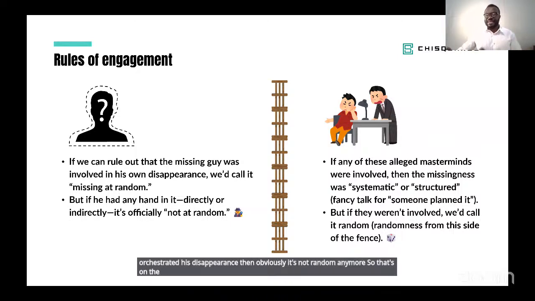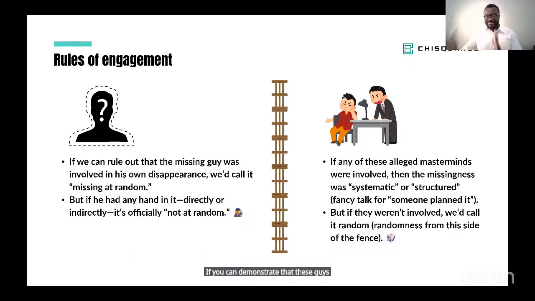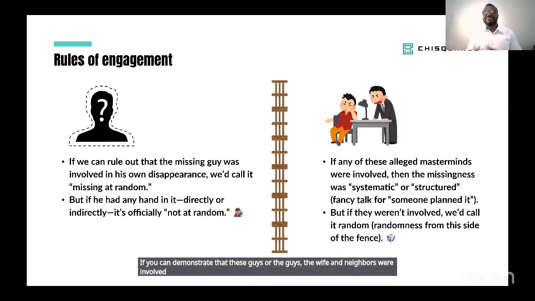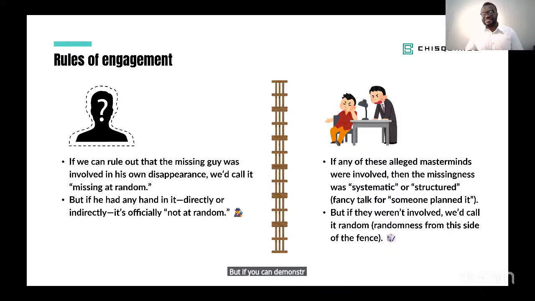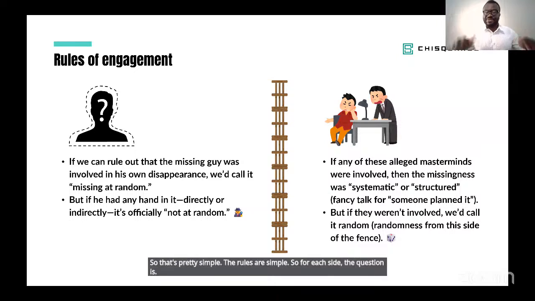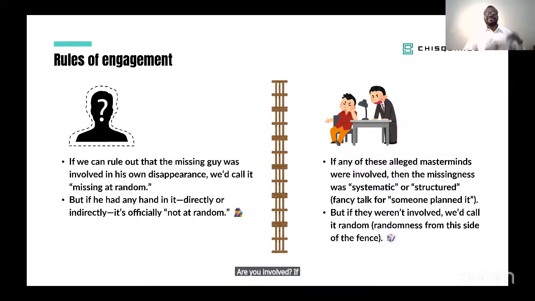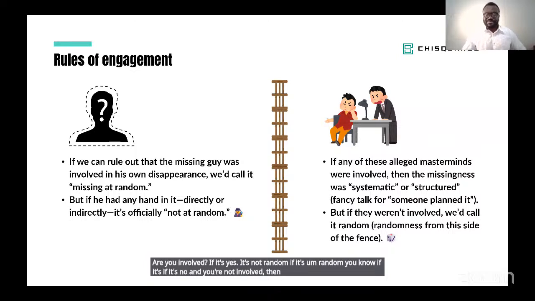So that's on the one side. The same thing applies on the other side. If we can demonstrate that the wife and neighbors were involved, well, then it's not random. But if we can demonstrate that they were not involved, then it's random. So the rules are simple. For each side, the question is, are you involved? If yes, it's not random. If no, and you're not involved, then it's random. Now, this forms the basis for how we classify missing values, right?